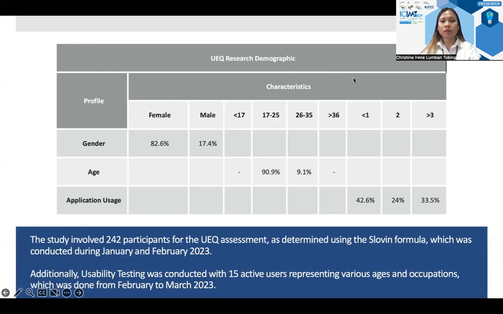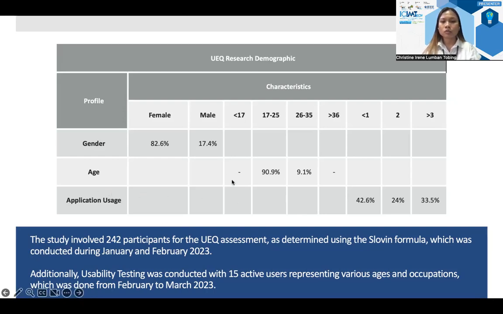This is the UEQ research demographic table. As you can see, we have the profile by gender, age, application usage, and characteristics. Mostly the participants are female, at 82.6%, and male is 17.4%. The age variation starts from 17 to 25, which is 90.9%, and from 26 to 35 is 9.1%. So mostly it ranges from 17 to 35. Below 17 and above 39, we don't have participants in this UEQ assessment.